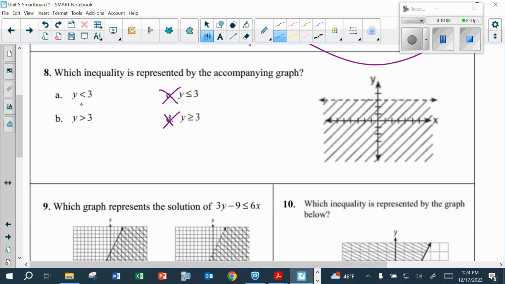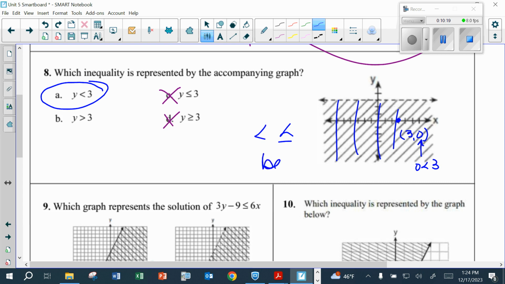You can always pick a point too. Like that. That's the point 3 comma 0. Well, 0 is less than 3. So it's got to be A. And you can also think too, it was shaded below. Less than or equal to is below.